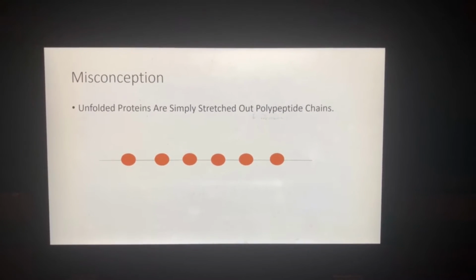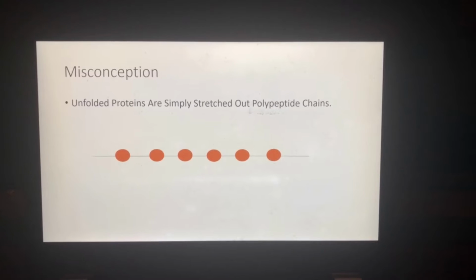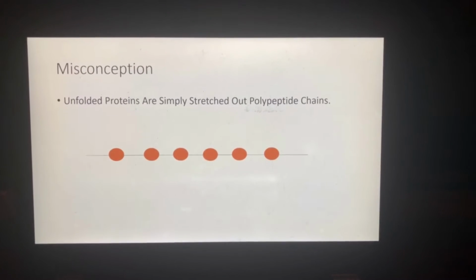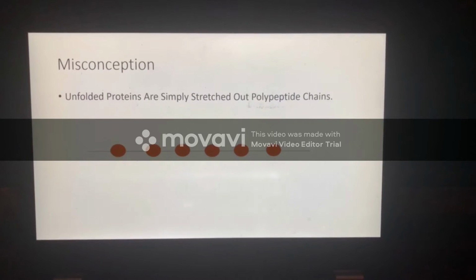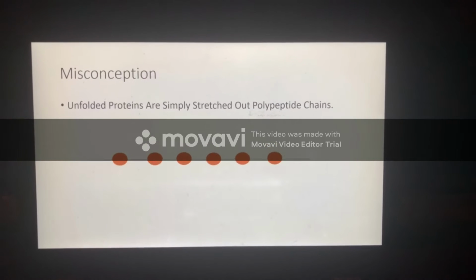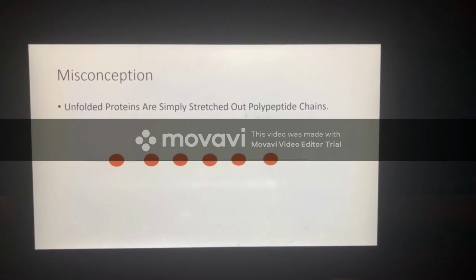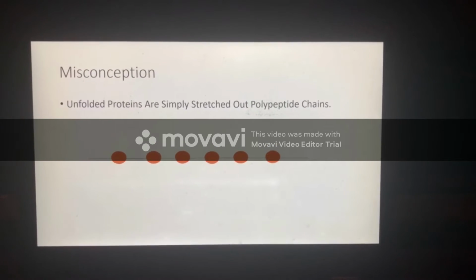Even while on the ribosome and not fully translated yet, it begins folding. Folding is described as being a co-translational occurrence. And so this is what our model is going to try to address.